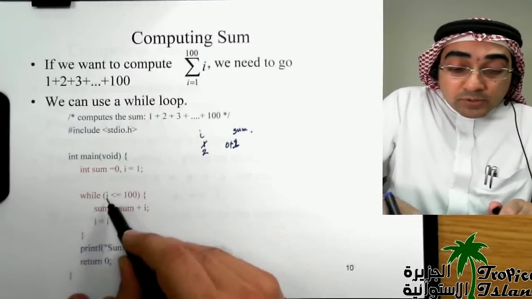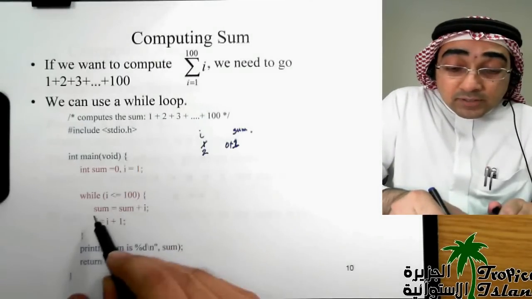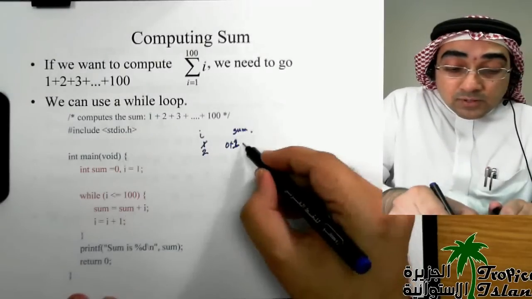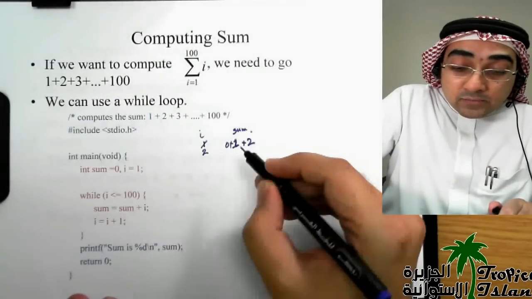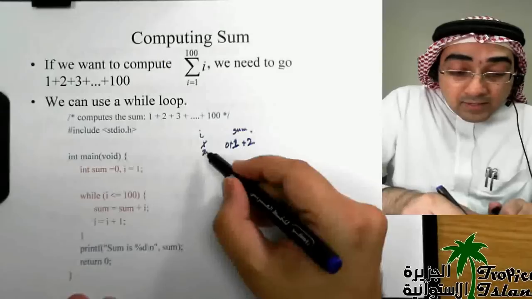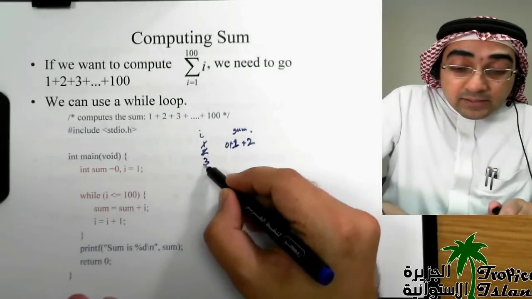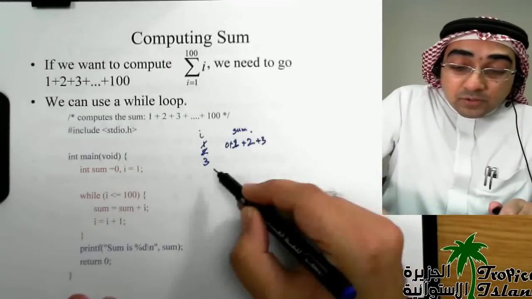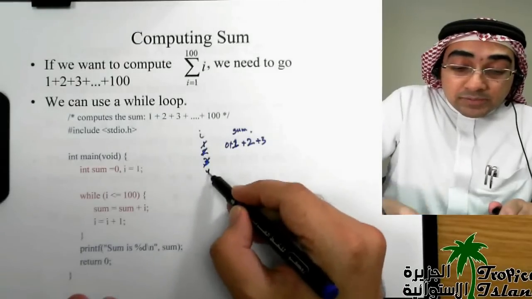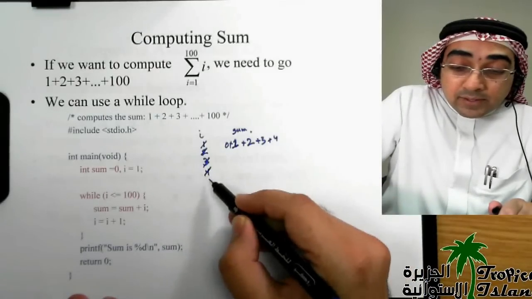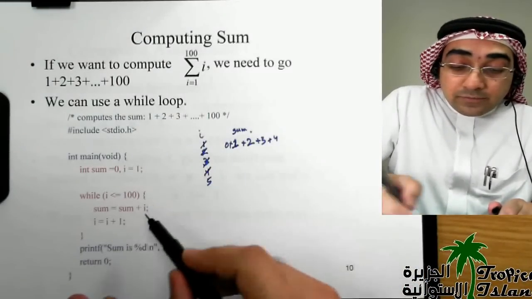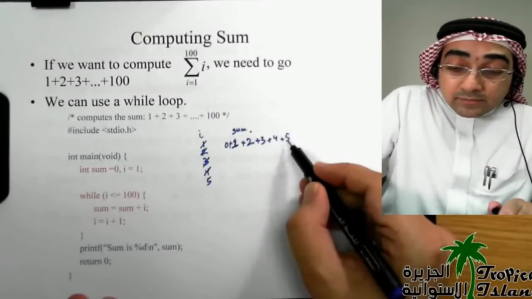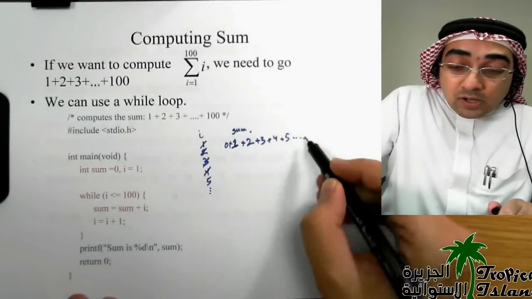So I'm going to go now and check if 2 is less than 100. Yes, it is. So sum is equal to sum plus I, so I'm going to add I, which is 2, into it. Then I forget the old I and increment I by 1, that will become 3. Is 3 less than 100? Yes, so I add 3 into it, and then increment I by 1, it becomes 4. Then I add 4 into it, increment I by 1, it becomes 5. Then I add 5 over here, and so on.